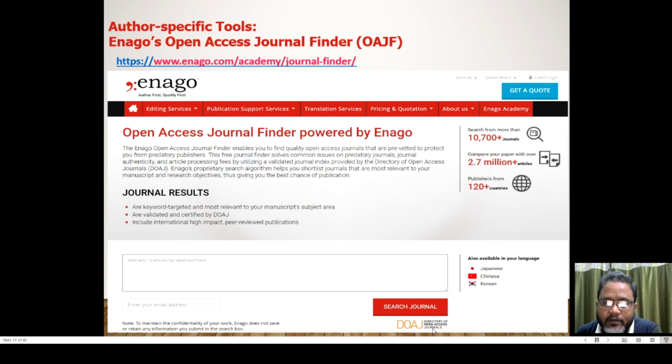This is the directory of Open Access Journals. Now you see different types of menus are there, and the most important one is this one, pricing and quotation.